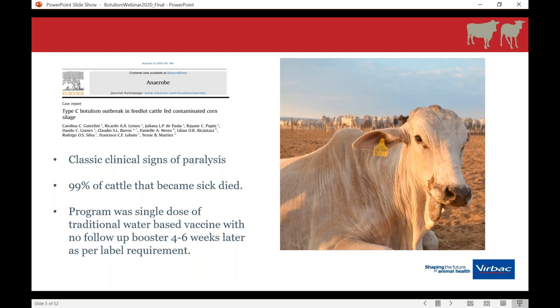Now, in this particular outbreak, a really interesting lesson is that these cattle were actually vaccinated at induction, which we talked about on the other slide. They were given a single dose of a traditional water-based vaccine, but the label says to boost that vaccine 4 to 6 weeks later, and they didn't. That's probably not that uncommon for some animal health programs at induction. And it showed that with the dose of toxin that these cattle were exposed to, that single vaccine shot was inadequate to protect those animals.